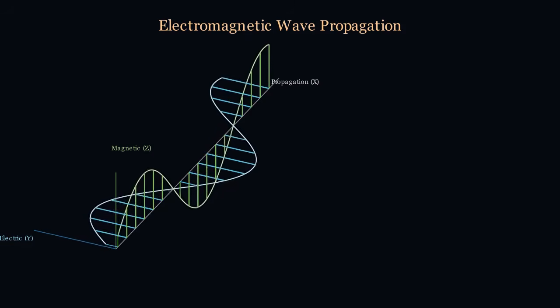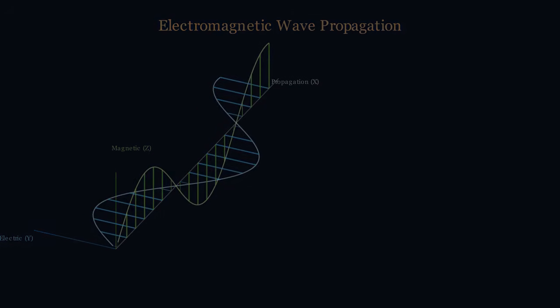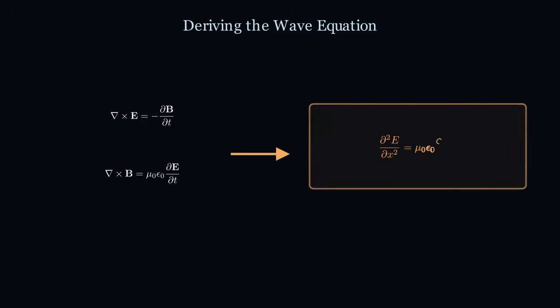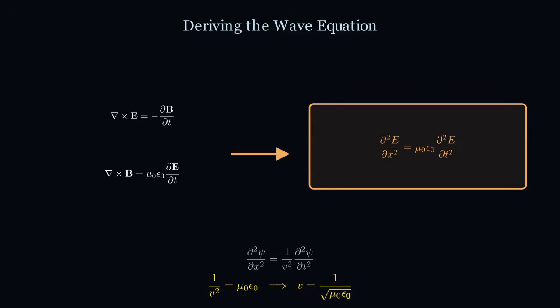Mathematically, we can describe this motion using Maxwell's curl equations. Taking the spatial derivative of the electric field and combining it with the temporal derivative of the magnetic field yields a second-order partial differential equation. The partial derivative of E with respect to x squared equals mu naught epsilon naught, the partial derivative of E with respect to t squared. In wave mechanics, the coefficient multiplying the second temporal derivative is always the reciprocal of the wave speed squared, proving that the propagation velocity must be 1 over the square root of mu naught epsilon naught.